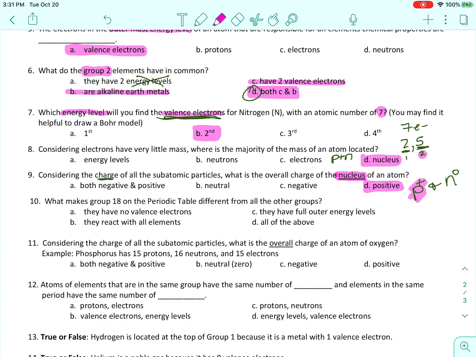Well, first of all, it cannot be D because A and C contradict each other. A is saying they have no valence electrons, and C is saying they have full valence electrons. So it can't be D. It cannot be all of the above.